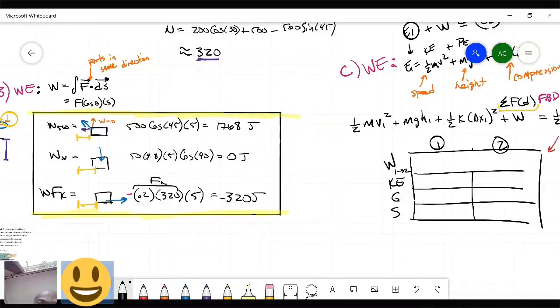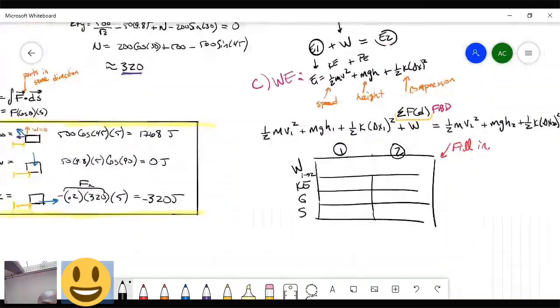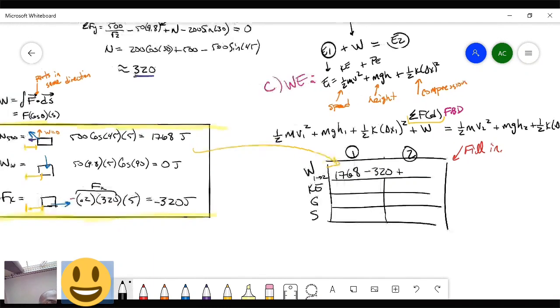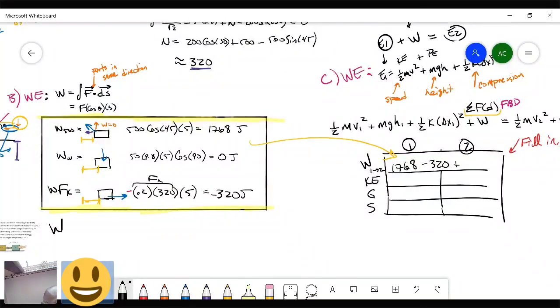So we know we got 1768. And we literally plug and chug. Literally, you just go, okay, the works that we know are already found. So we got 1768 plus or minus 320. And then we're going to go plus. We need another work. I need the work done from the 200 force that I never did.